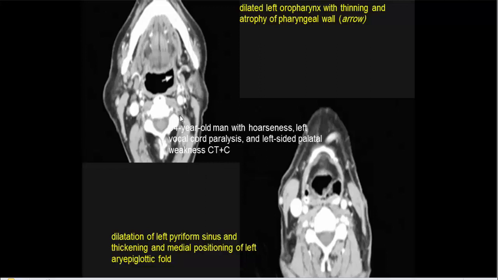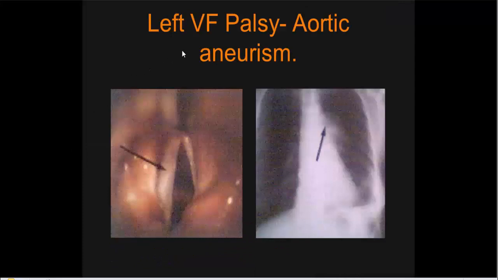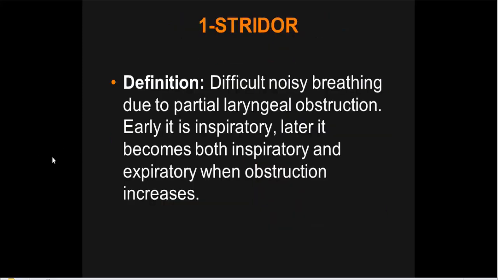On CT with contrast, we see the left oropharynx dilated, with atrophy of the pharyngeal wall. There is dilatation of the left piriform sinus, and thickening and medial positioning of the left aryepiglottic fold. This is, as we see, left vocal cord palsy caused by aortic aneurysm compression.